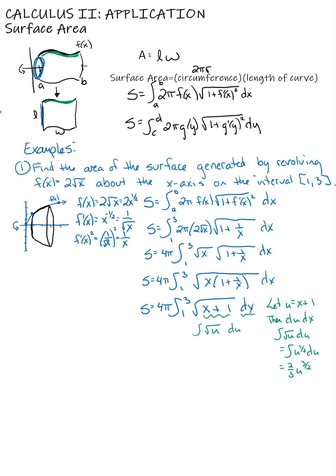Now, I worked with u off on the side. I'm actually going to go back and just work in terms of x's. I hope after a while of working with those u substitutions, you can do this easily as well. If you're not comfortable with it, though, go back and practice that u substitution. So I'm not really going to change to u's. I'm going to keep this in terms of x's. So we end up with, we still have the 4 pi out in the front. This is 2/3 times u, which is really x plus 1, raised to the 3/2 power. And we're going to evaluate this from 1 to 3.